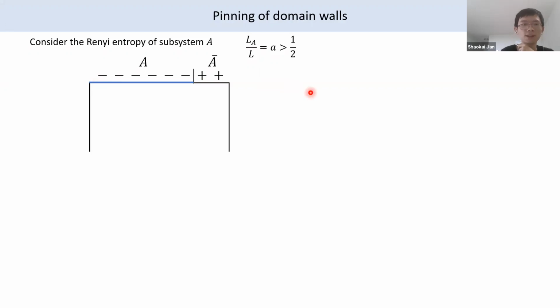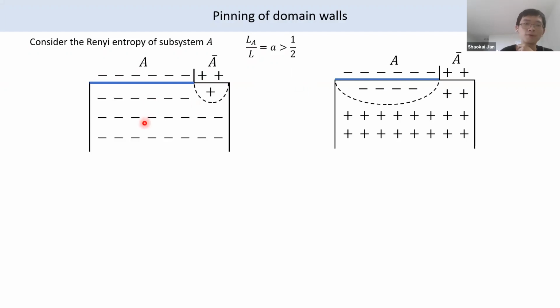So what is the Renyi entropy of this configuration? There are two possibilities. If the vector in the bulk is pointing minus, you have a domain wall enclosing A bar. On the other hand, if it is pointing plus, you have a longer domain wall. The free energy is given by line tension times the length of the domain wall in the leading order. So in this case, the first configuration always wins because it has less free energy. The domain wall is shorter.